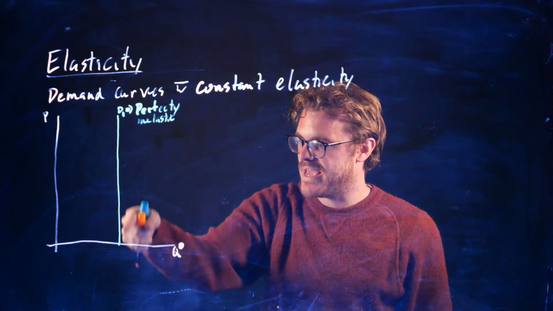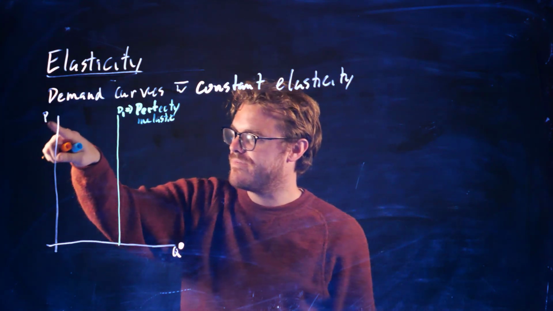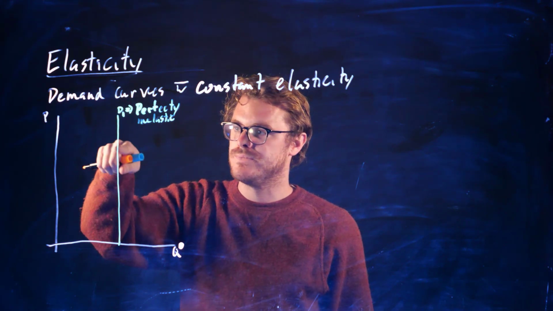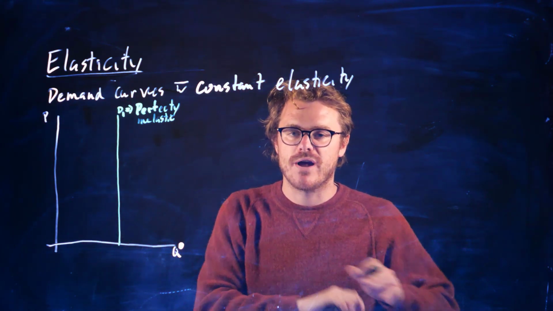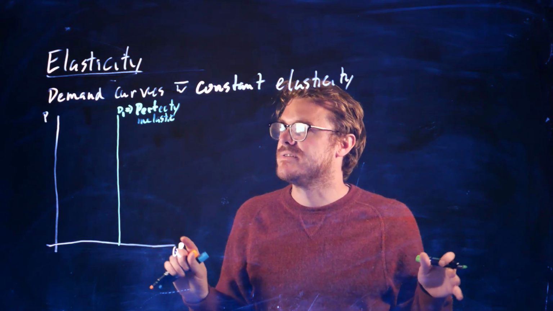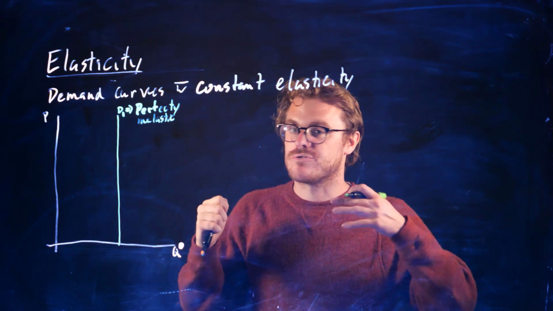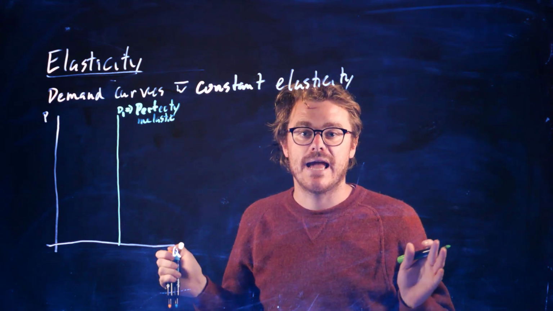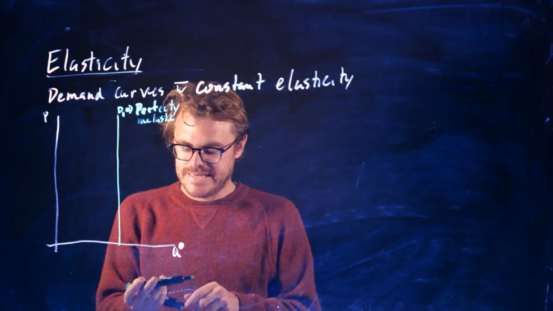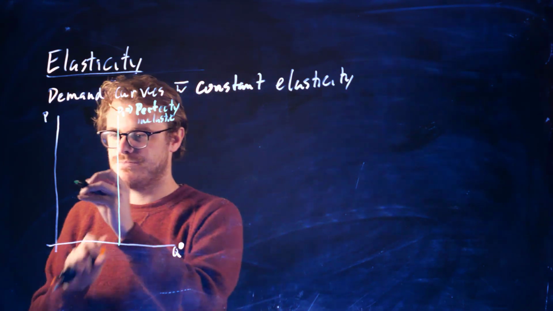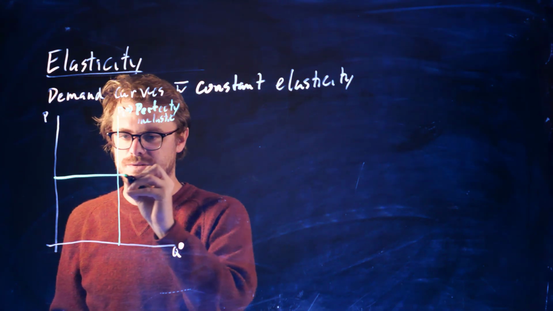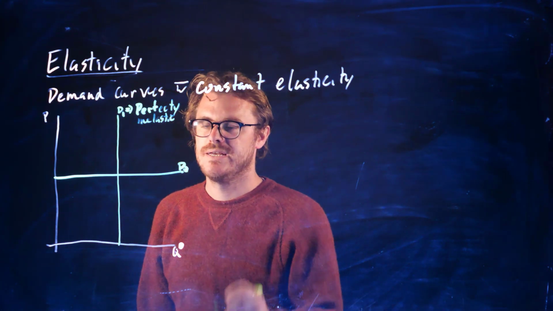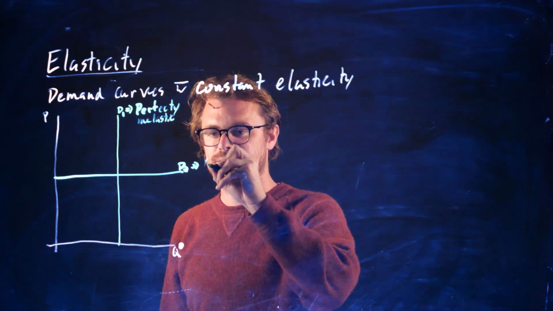If you have a vertical demand curve, it means regardless of the price, the quantity demanded stays the same. So buyers aren't sensitive to price at all. They need to buy it. So think about some drug that you need to have to survive. People are going to be willing to pay whatever they can. Then we can think of the other extreme. We can think of this flat horizontal demand curve. Let's just call that D2. And this is going to be perfectly elastic.